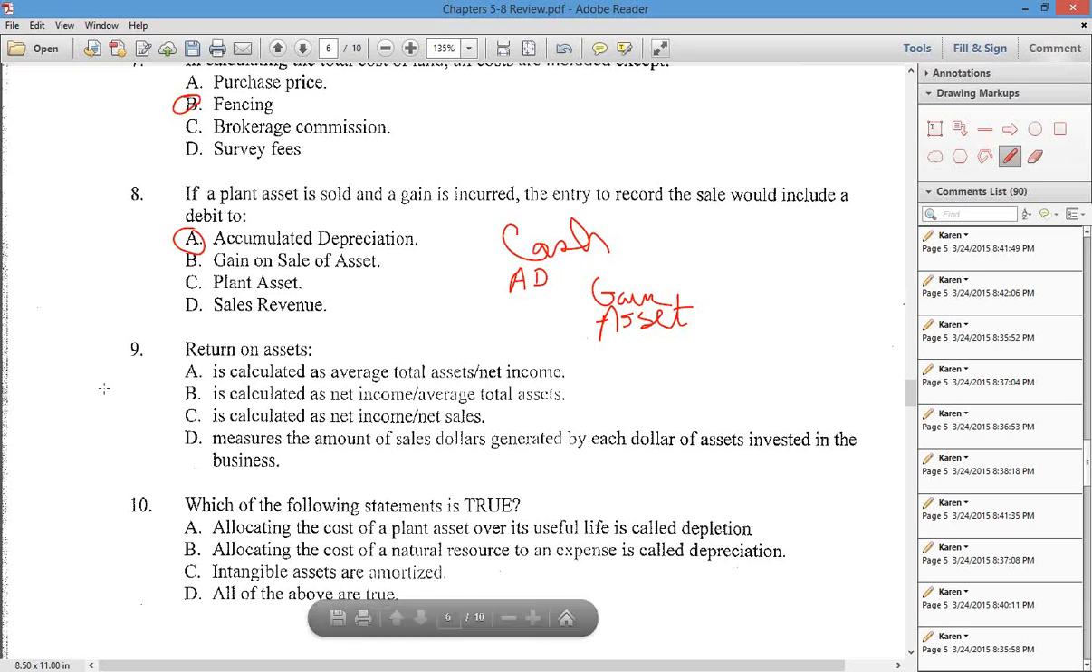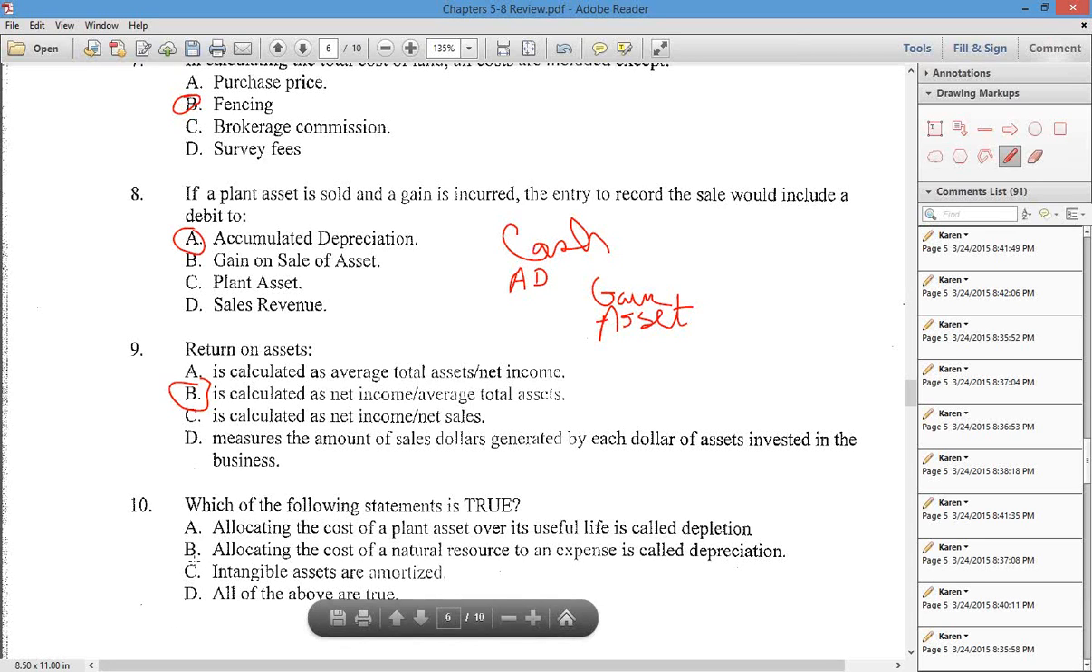Return on assets, this is just another definition. Return on assets is my net income divided by my average total assets. Remember that to get average total assets, I would look at my balance sheet and at my 2013 and 2014 balance sheet totals. My ending balance for 2013 is my beginning balance for 2014. So I add those two numbers together and divide by 2 to get an average.